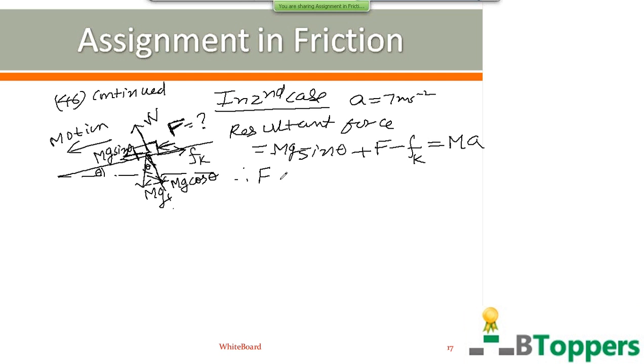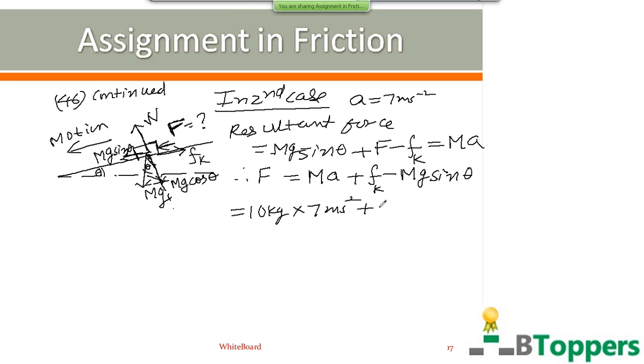Therefore, the magnitude of the force to be applied on the block parallel to the inclined surface, down the inclined plane, to move it down the inclined plane with an acceleration a, will be equal to ma plus Fk minus mg sin theta. Here the mass of the block is given to be 10 kg. The acceleration of the block in the second case has to be 7 meter per second square.